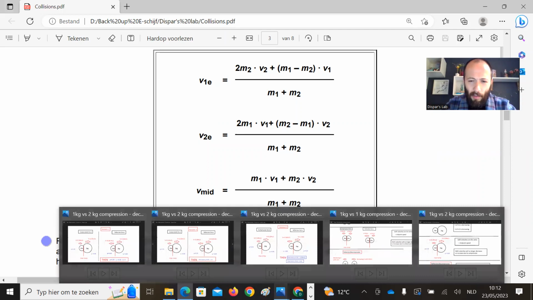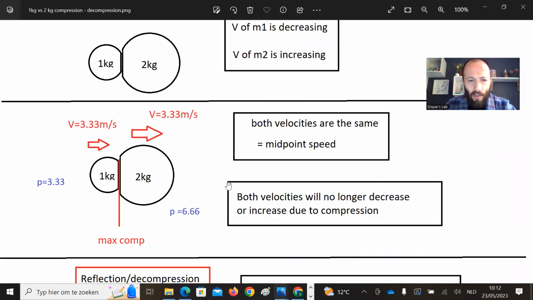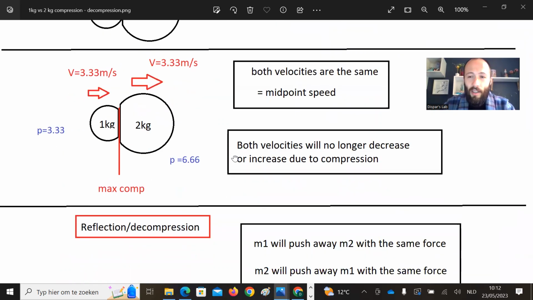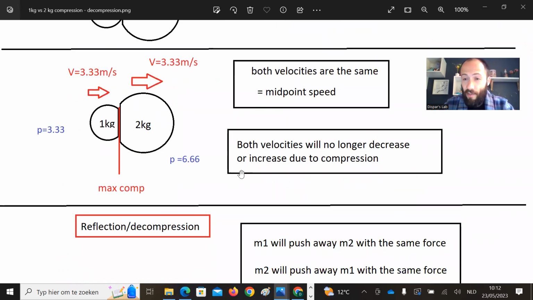So the velocity will be 3.33 meters per second. At the maximum compression point, they will both move in the same direction at 3.33 meters per second. And we can see here that the momentum is conserved. At this point, we have momentum of 3.33, and momentum of the 2 kilogram is 6.66. Add those together, 3.33 plus 6.66 is 9.99, about 10. Momentum is conserved. Then the reflection, the decompression phase.